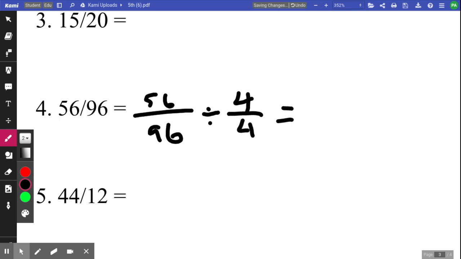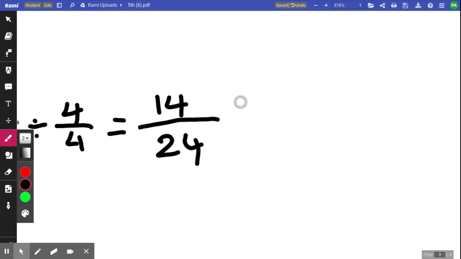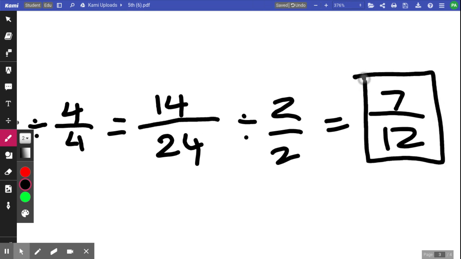56 divided by 4 is 14 over 96 divided by 4 is 24. And once again, we see that 14 and 24 are divisible by 2. 14 divided by 2 is 7. 24 divided by 2 is 12. And there's nothing 7 and 12 can divide by besides 1, so that is your simplified fraction.